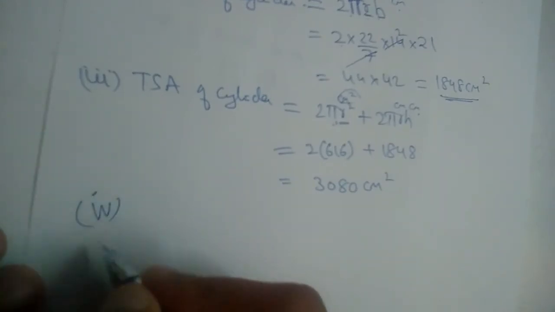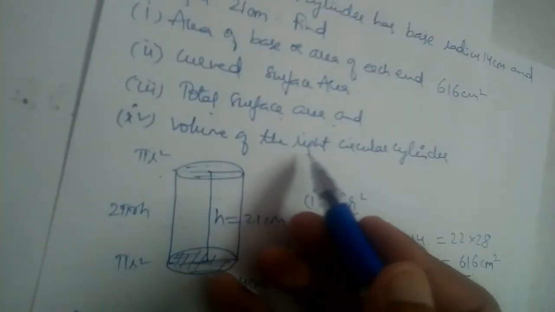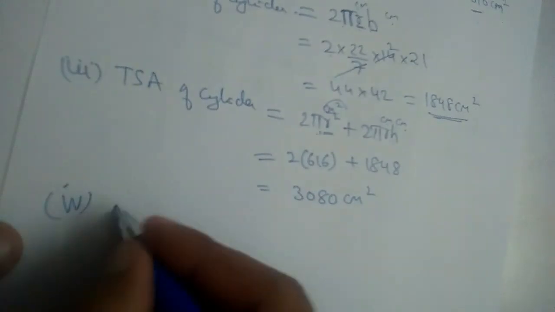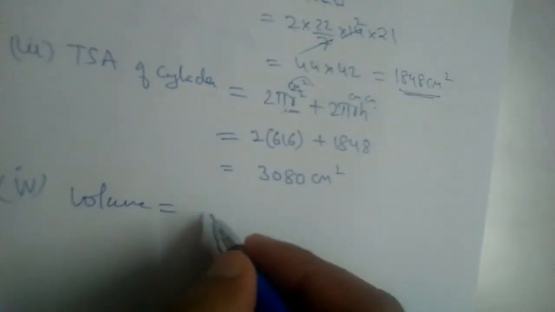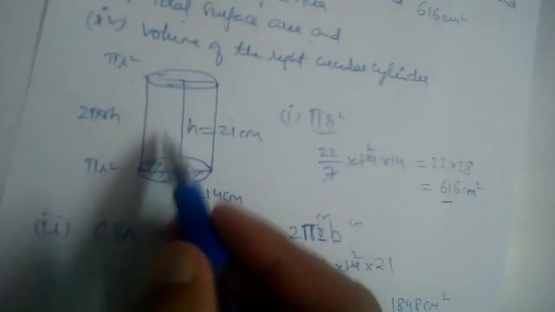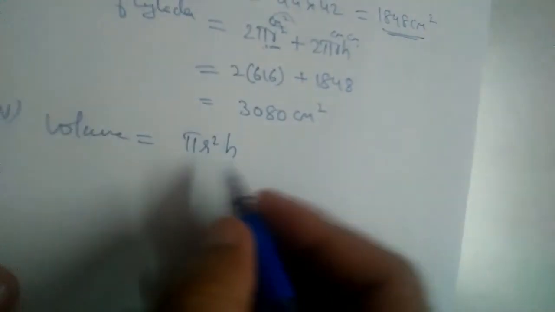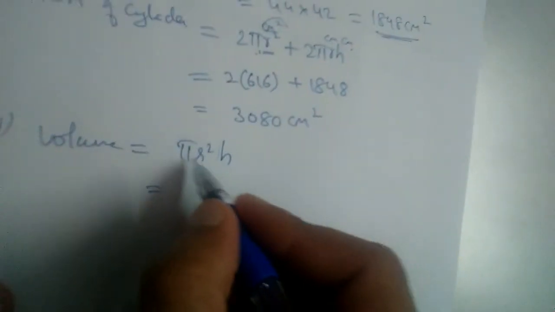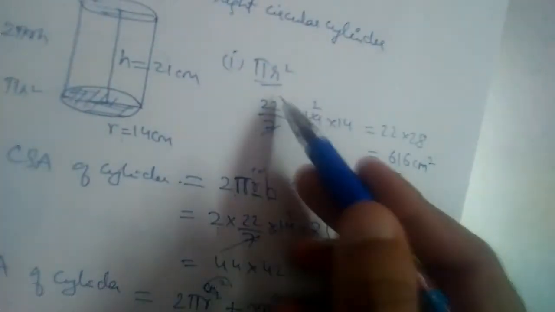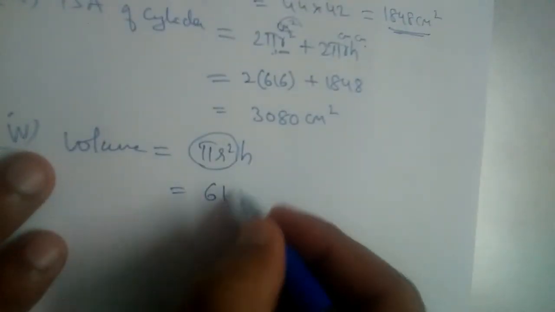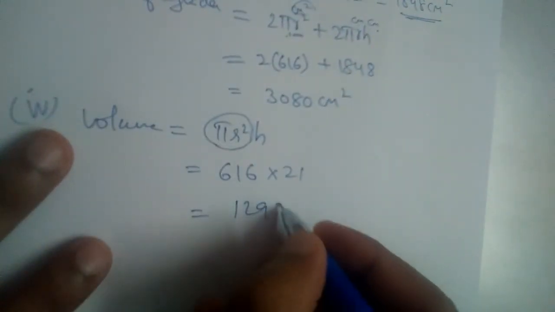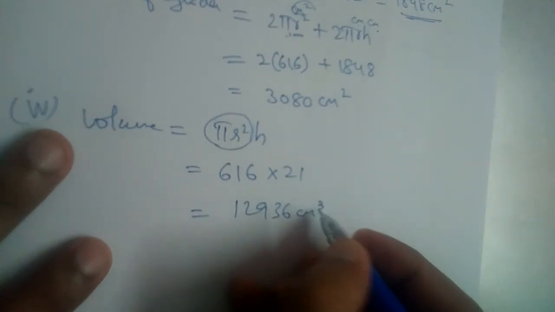Now fourth bit. Volume. What is the volume? Pi r square h. Base area into height will be the volume. So base area is pi r square into height. So pi r square we already found, isn't it? It was 616. So let us substitute 616 into height. Height is 21. So this will give us 12936 centimeter cube.